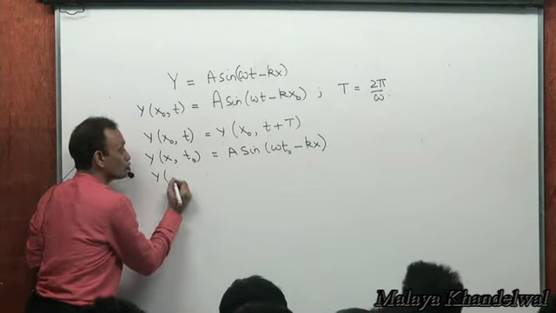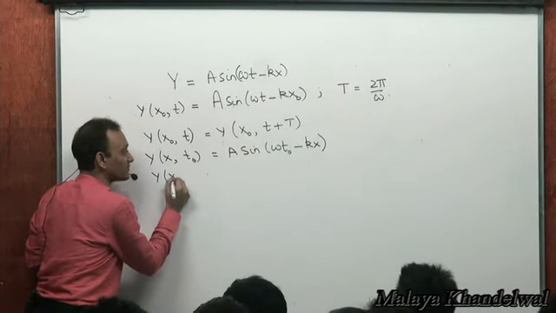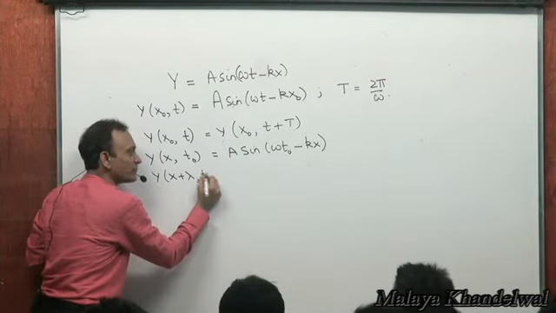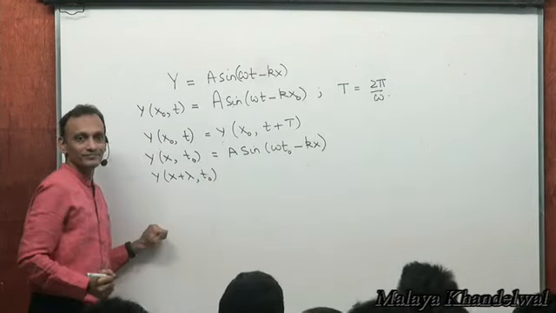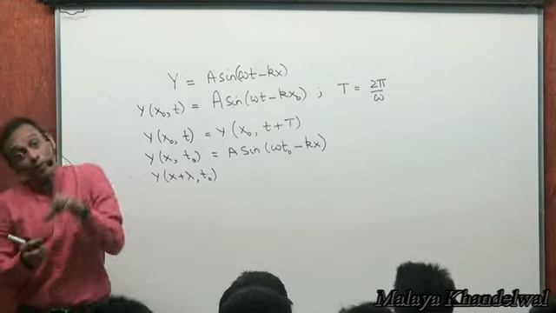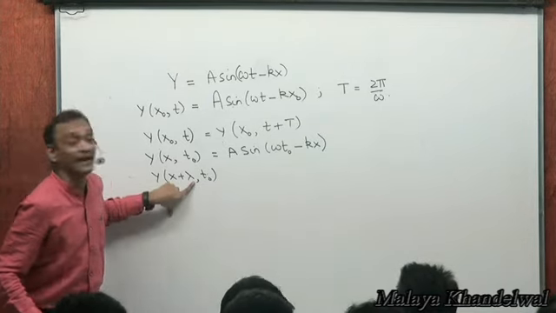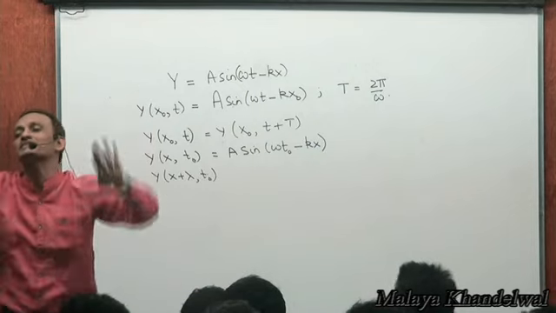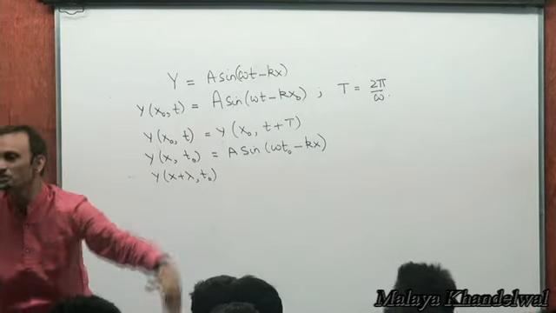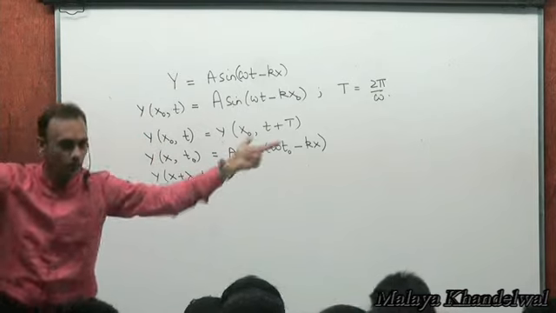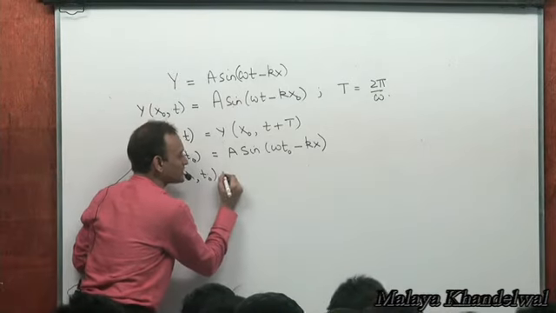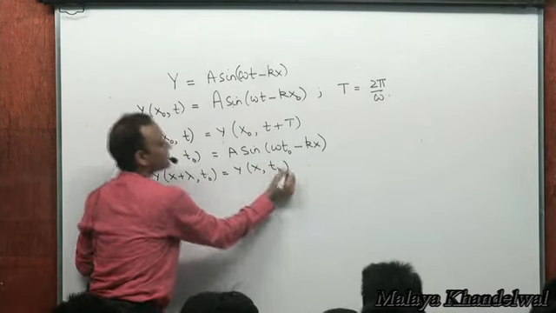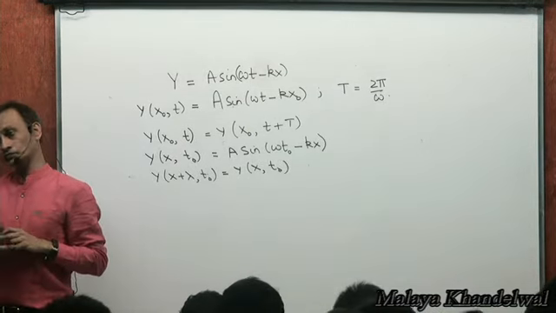Now, if I look at two particles, one at x, the other at x plus lambda, at the same instant of time t naught, two particles separated by a lambda will be in phase with each other and therefore will have the same disturbance levels y. Yes or no? So y at x plus lambda at a given instant of time is the same as y at x at an instant of time t naught.